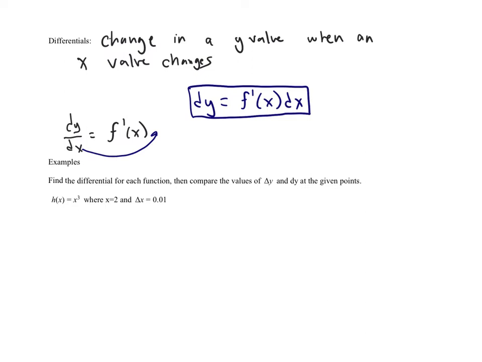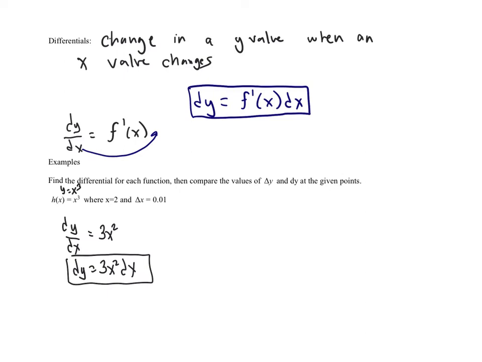So here is a problem, h of x. So the differential, pretty straightforward. So dy dx of this function, you can think of as y equals x cubed, is going to be equal to 3x squared. So dy is going to equal 3x squared dx. So what we want to do is calculate and compare the values of delta y and dy, going from x equals 2 with delta x equal to 0.01.